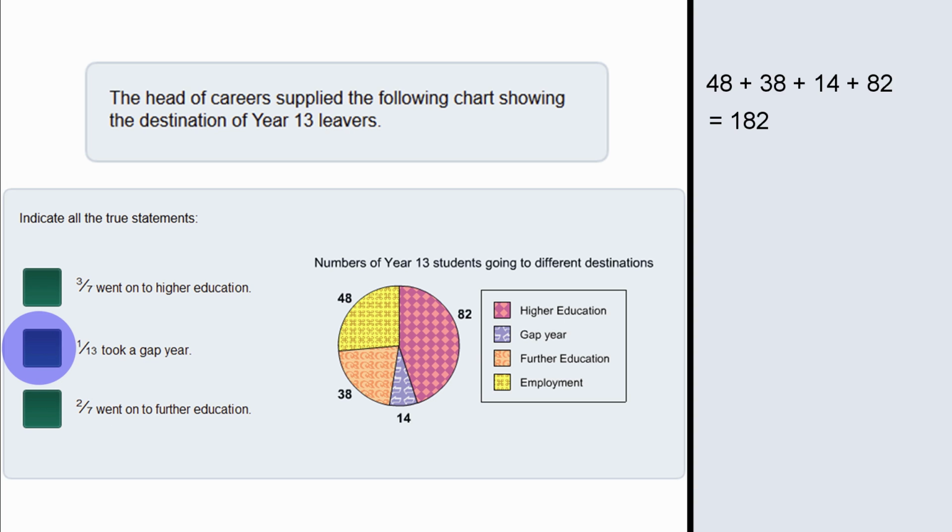Finally, the last statement claims that 2/7 of the pupils went on to further education. Well, we know from part A that 1/7 was 26, so 2/7 are going to be 52. So the question is, did 52 students go on to further education? Well, we can see from the pie chart that 38 did, so this statement is false.